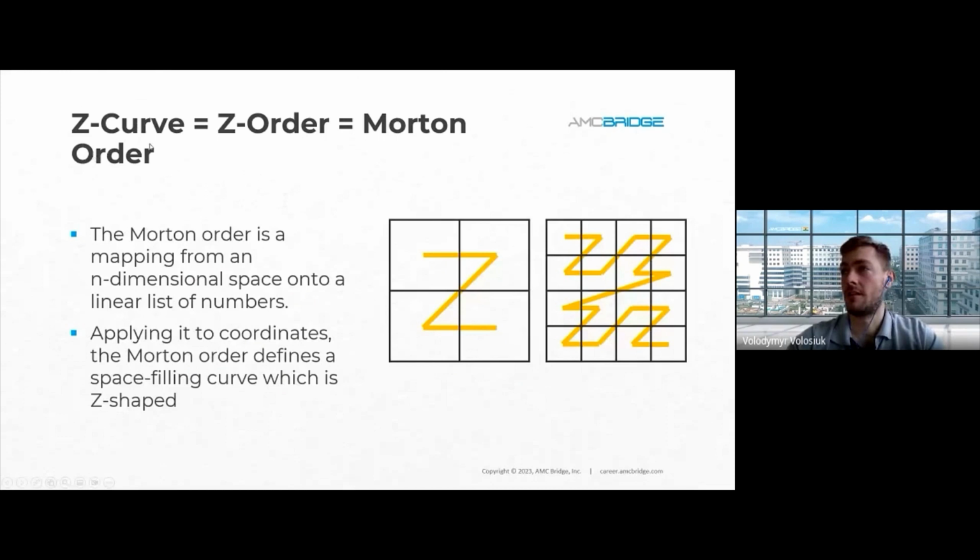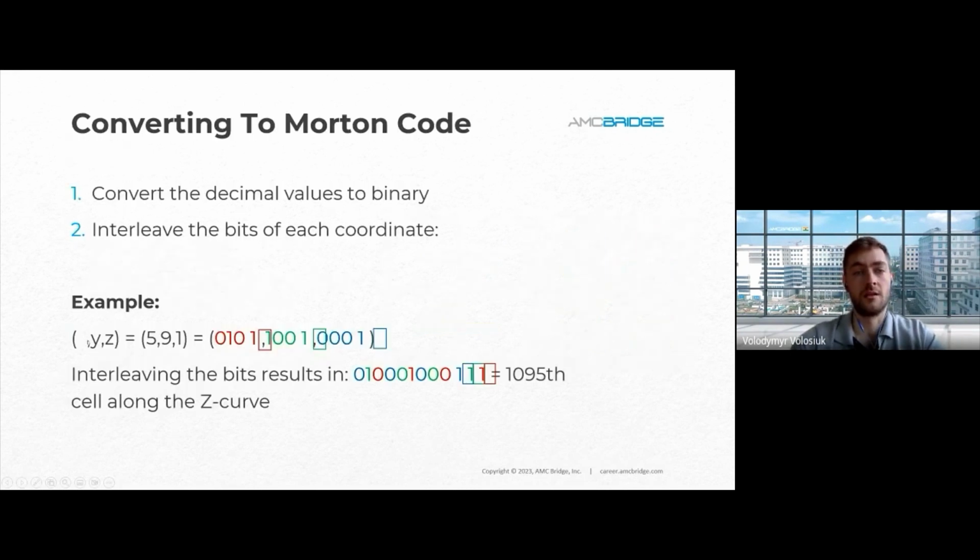So as I said, this Z order or Z curve can also be mentioned in literature as Morton order or Morton code. The Morton code is a mapping from n-dimensional space to a linear list of numbers. So how can this Morton code be calculated? The calculation is pretty straightforward.